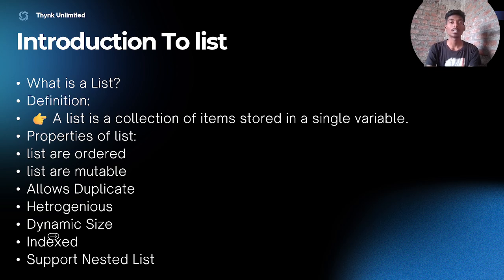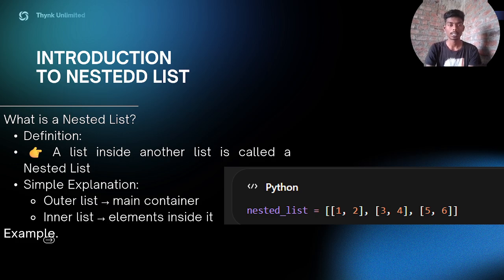So actually our topic is what a nested list is. Introduction to nested list. A nested list is nothing but a list inside another list. It's called a nested list. For example, nested_list in square brackets: 1, 2 is the first list, 3, 4 the second, and 5, 6 the third one. So there are three lists inside one list. A simple explanation is that the outer list is the main container and the inner lists are elements inside of it. You can see the example.